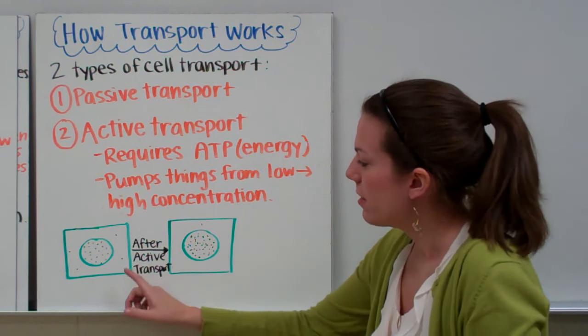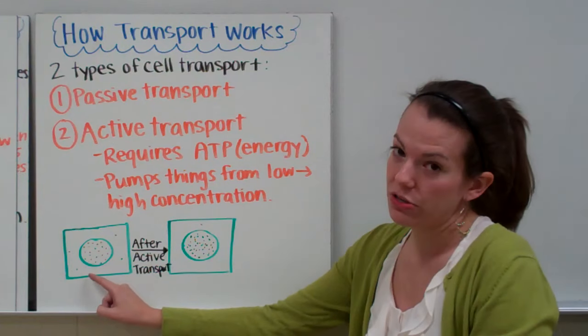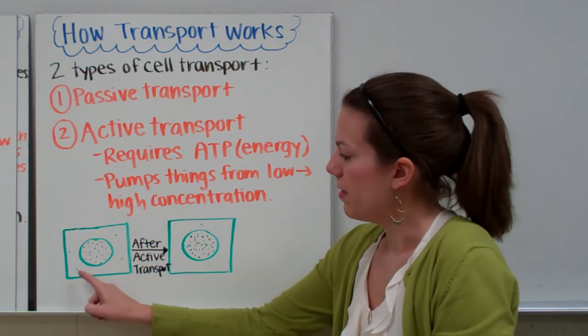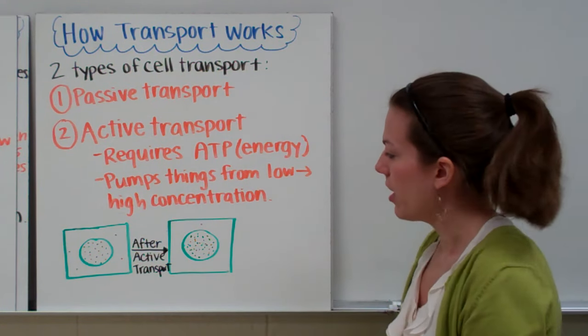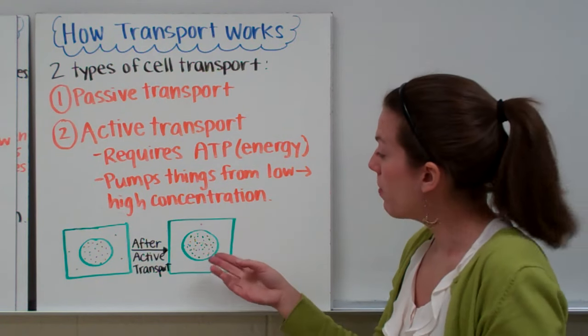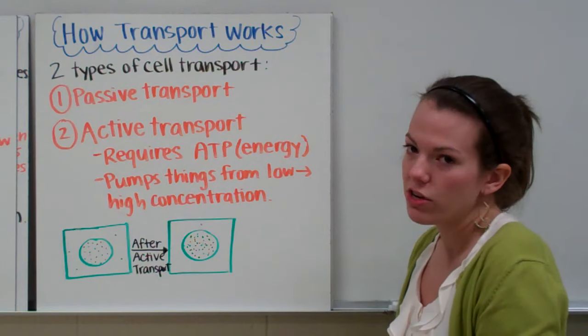So if we can see in this example, our cell has a high concentration of salt and the environment has a low concentration of salt. So active transport will move these particles that are in the low concentration and force them into the cell that's already highly concentrated. So after active transport, we have a cell that has a lot of particles, or even more particles than before, and the environment has a very, very low concentration of particles.